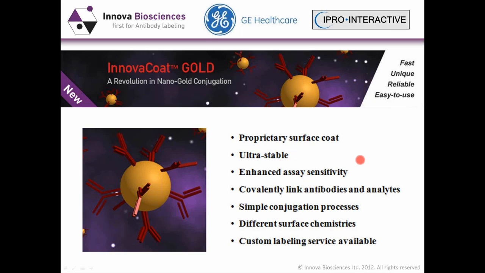So this is the Innova coat gold. It's a proprietary surface coat which has provided ultra stability and also enhanced sensitivity. I'll demonstrate some data on that shortly. The covalent linkage of antibodies and analytes is quite unique in the industry, and the simplicity of the process also makes it extremely easy to use for proof of principle, early stage R&D, and is fully scalable up to manufacturing quantities. So we can discuss that further.